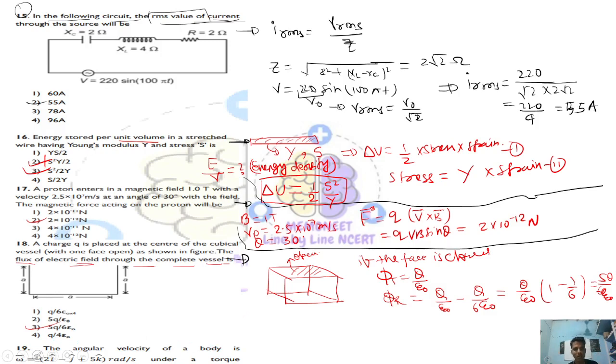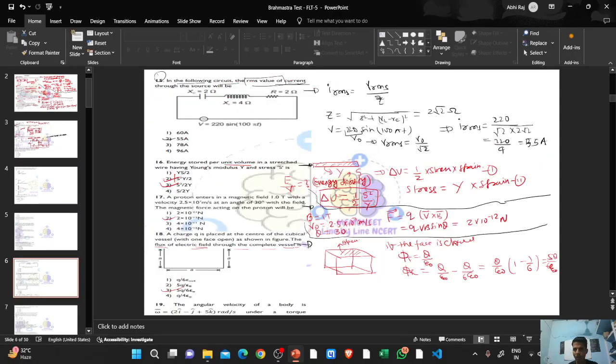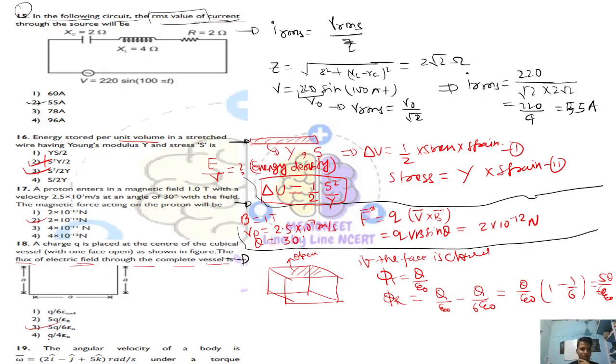Okay, let's see if the recording is going on or not. Okay, let me check the recording actually. Okay, it is going perfectly. Okay, let's see. Omega is given. Let's separate it out first.